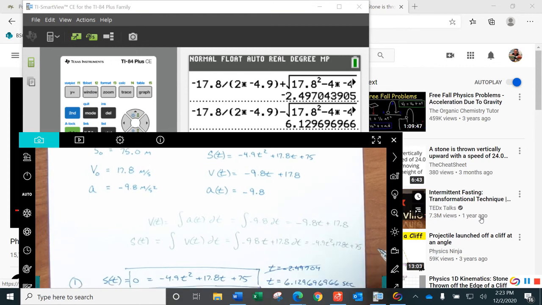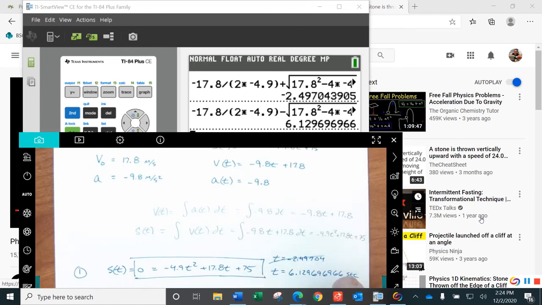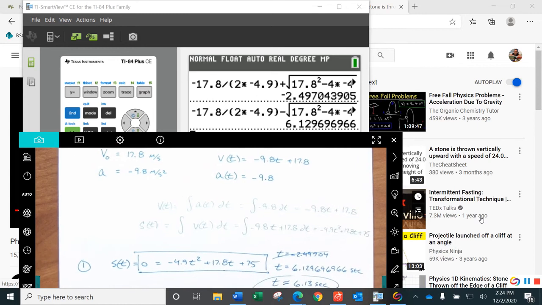I'll probably adopt the significant figures given in the problem of 3 and call it 6.13. The video that I found did that as well. 6.13 seconds is our answer for that first question. So let's just tidy that up. T is about 6.13 seconds. And we did that by using our calculus.